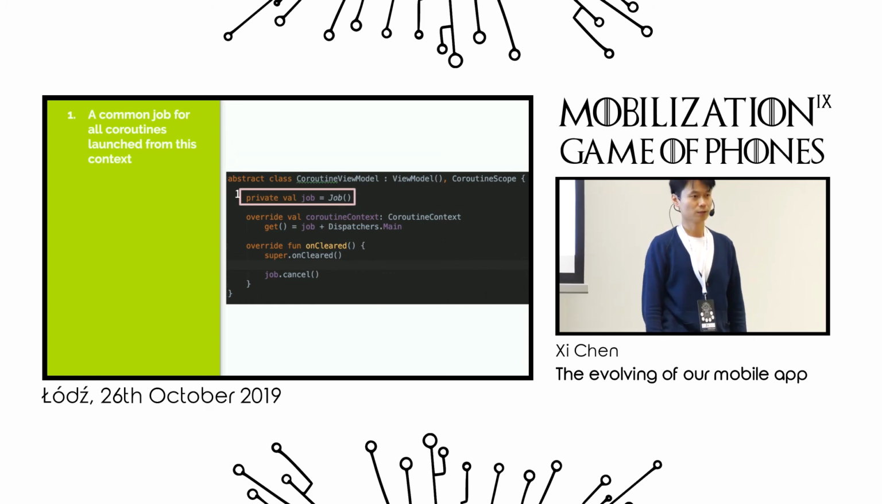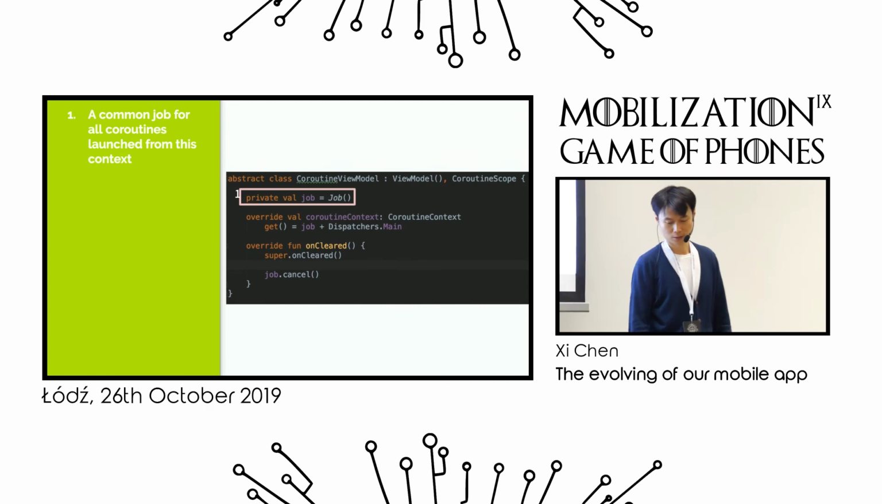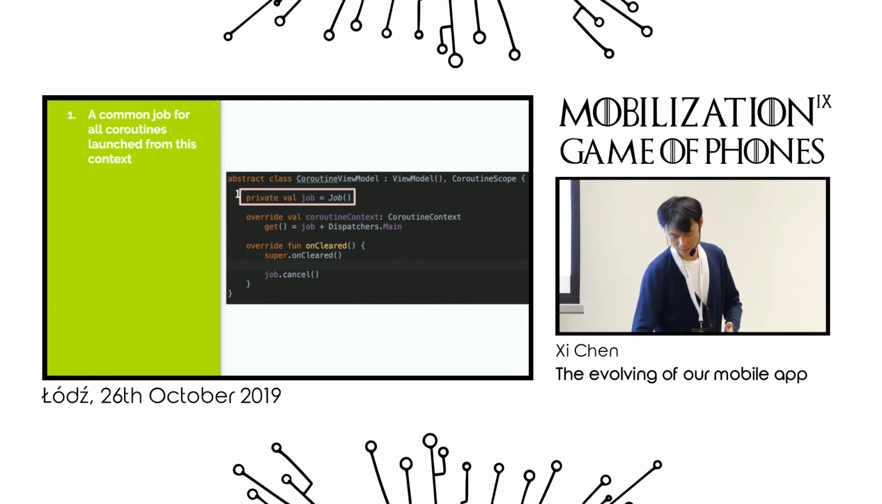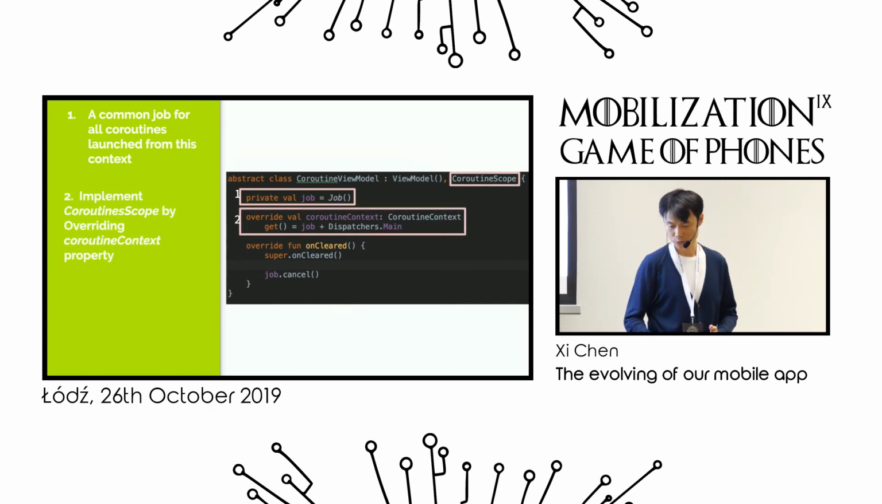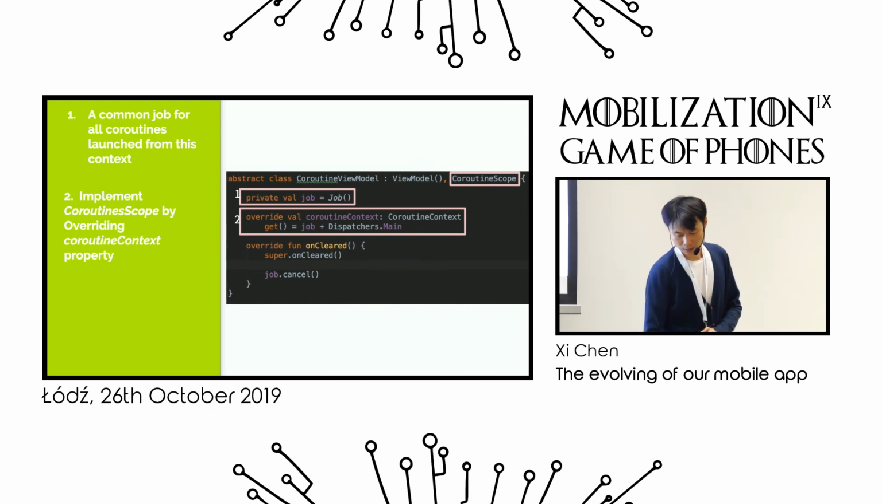In coroutines, this is our base class of ViewModel. We have this job. A job is representing one coroutine. Then we implement the CoroutineScope interface that's provided by coroutines. We have to override one property, the coroutineContext property. There we specify the job we use and the dispatcher, which is main.